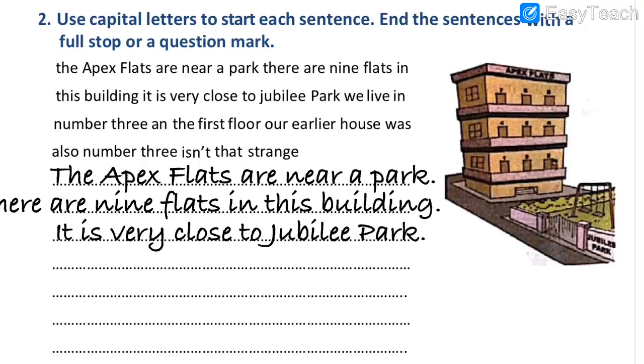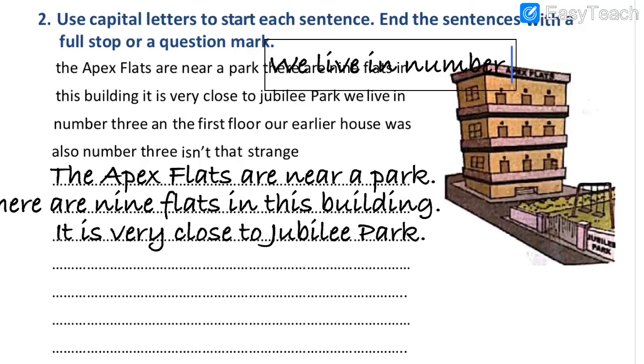Then what is given? We live in number 3, and let us write what is given. We live in number 3 on the first floor. So here should be a full stop. W must be capitalized. Let us write the next sentence. You have to write along with me. W capital. We live in number. See the spelling, you have to write the same. You have to check the spelling. We live in number 3 on the first floor, and full stop.